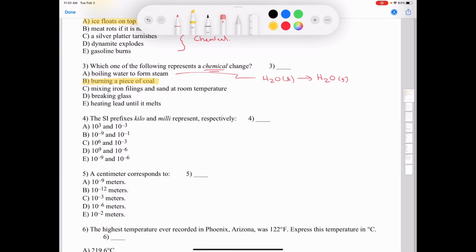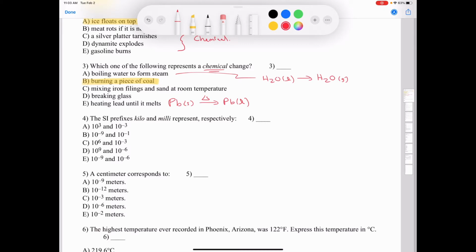If we just take a look at the last ones, mixing iron filings in sand at room temperature, the iron filings and the sand will both retain their properties. They will not change. Breaking glass, even though it's broken, it's still glass, so that didn't change anything. And heating lead until it melts, so that again would be an example of a physical change where you're taking lead in the solid phase and then you heat it up and you just end up with lead in the liquid phase, but you haven't changed anything about the properties of the lead. All right, well, let's move on.